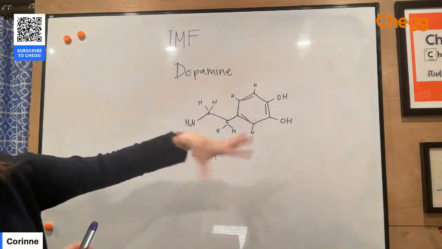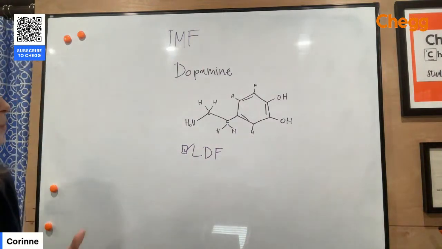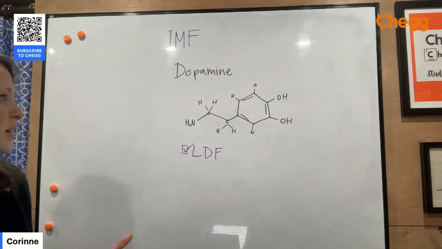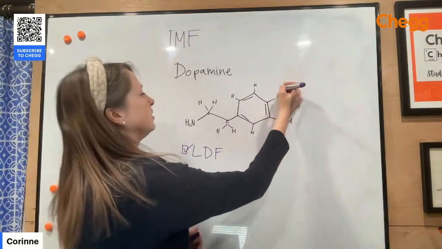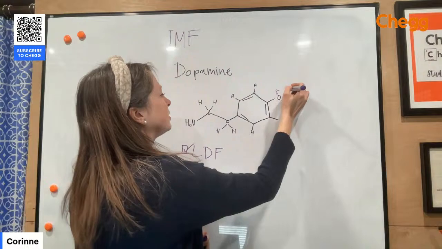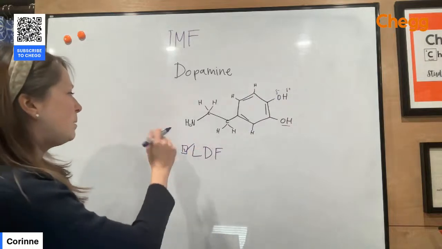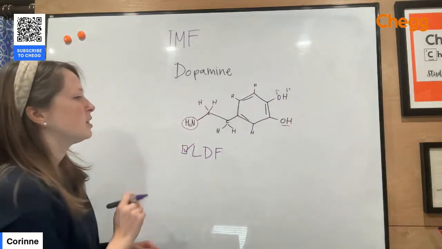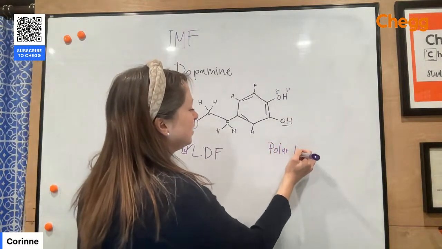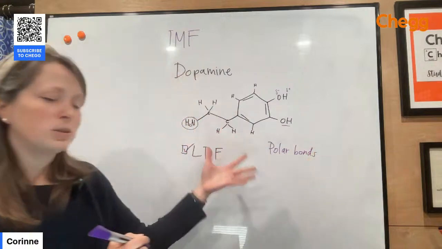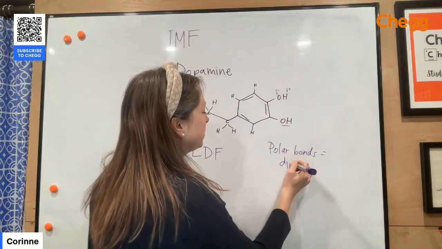But now we need to decide, is this a polar molecule? When we're trying to decide whether something is polar or nonpolar, we're looking for differences in electronegativity. I will tell you oxygen versus hydrogen is going to be a polar bond. Oxygen is very electronegative, so we have polar bonds here and here. Also nitrogen to hydrogen, those are also going to be polar bonds. So we do have polar bonds. Is this molecule symmetrical? Absolutely not. This is going to be a polar molecule, so we would experience dipole-dipole interactions.